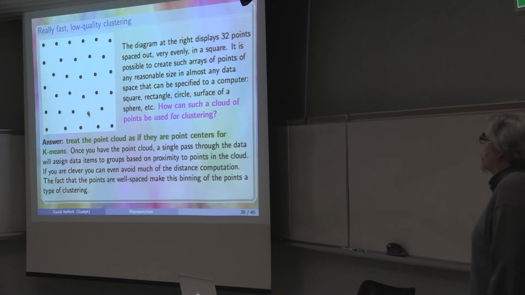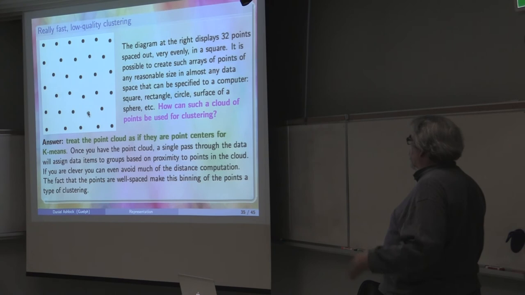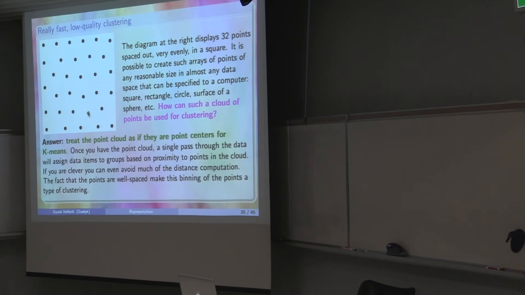That's 32 points, and it's spaced out very evenly in a square. It's possible to create such an array of points for any reasonable size in almost any data space that can be specified to a computer: square, rectangle, surface, circle, surface of a sphere. But how do you use a cloud of points that are well spaced out in a space like that for clustering? What you do is you treat them just like the centers in k-means. You bin points according to which of them they're closest to. It's a single pass through the data space. So it's a linear time clustering method, which is kind of nice.